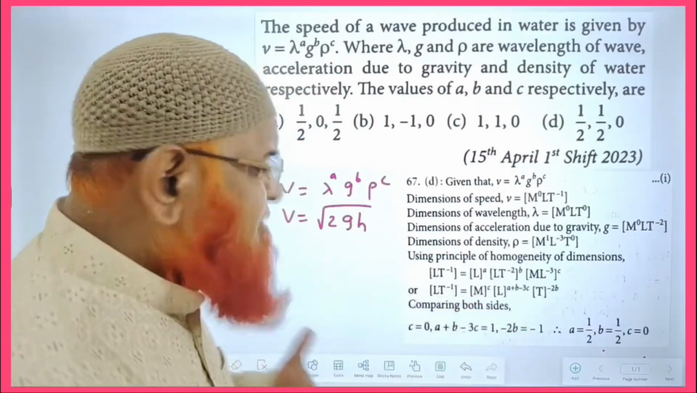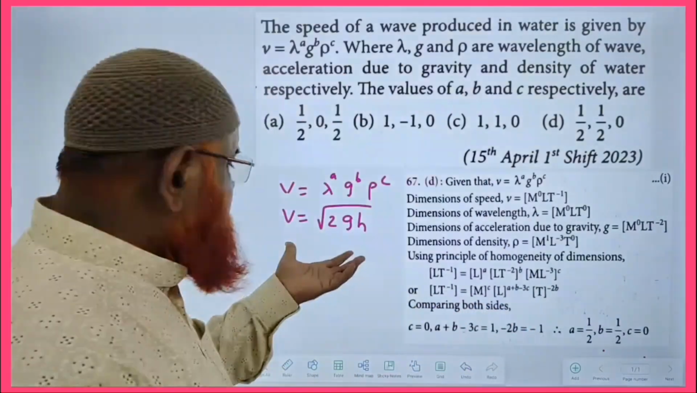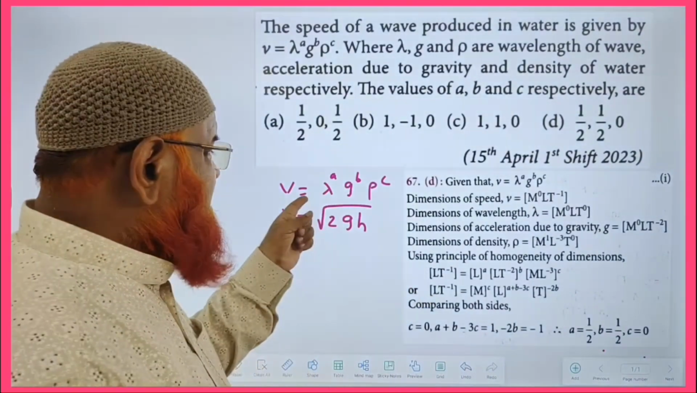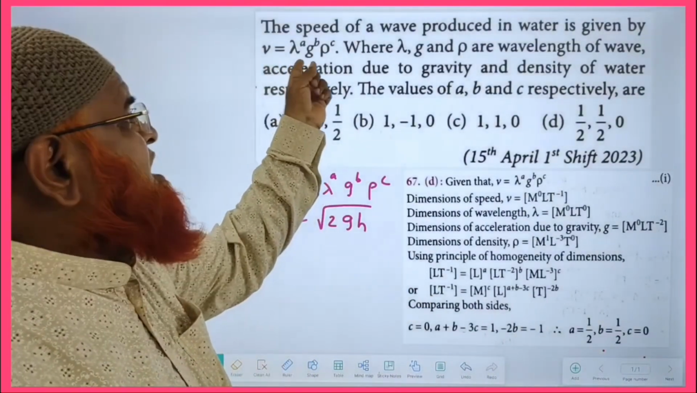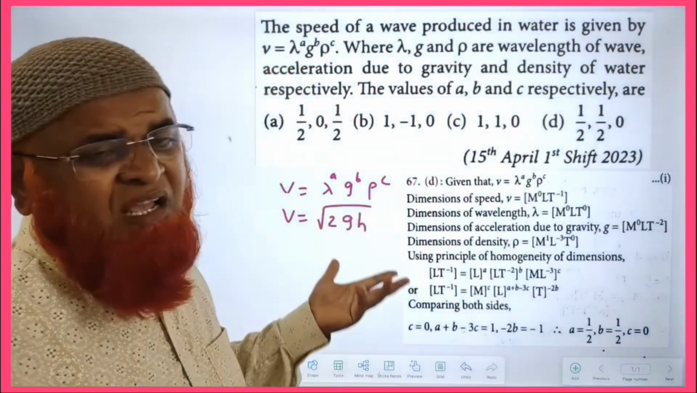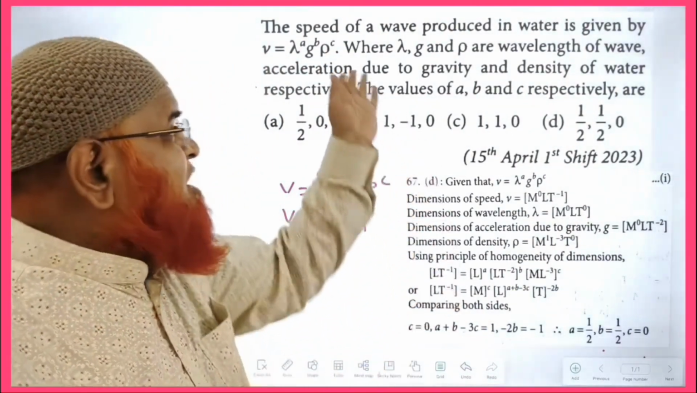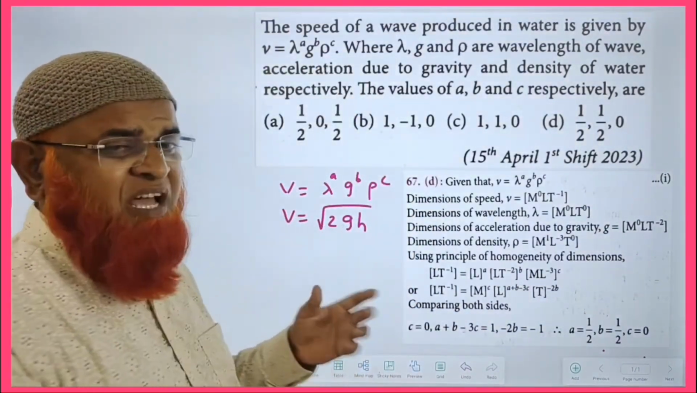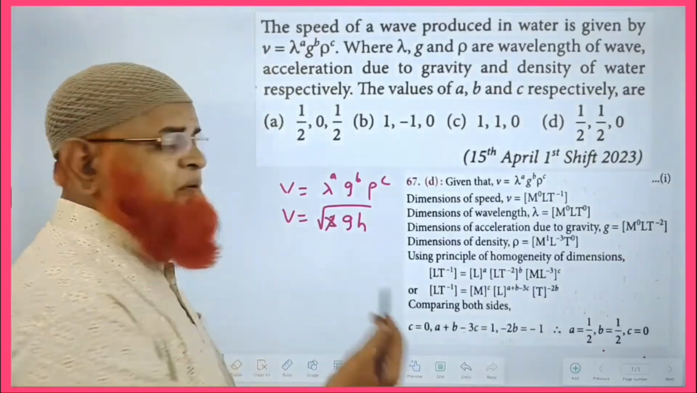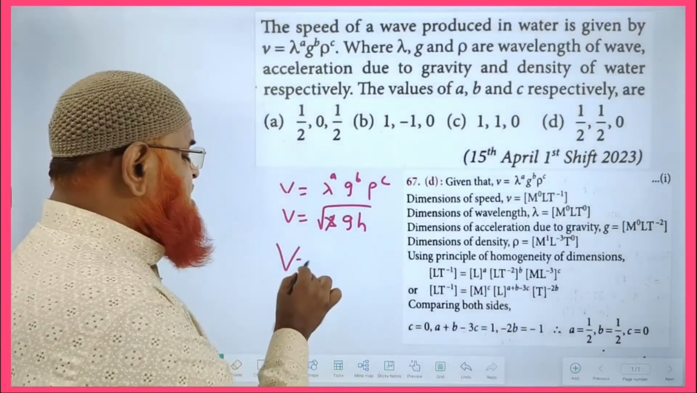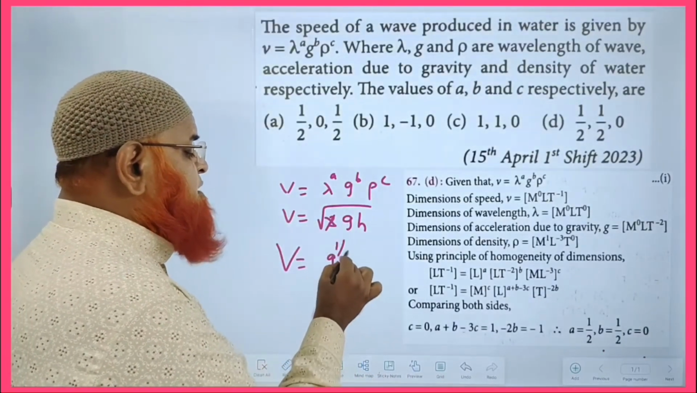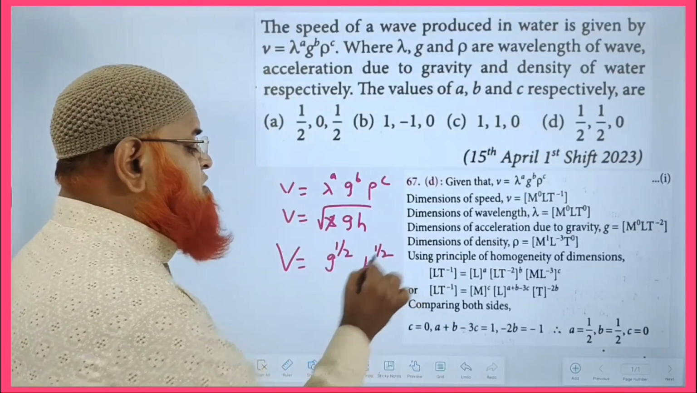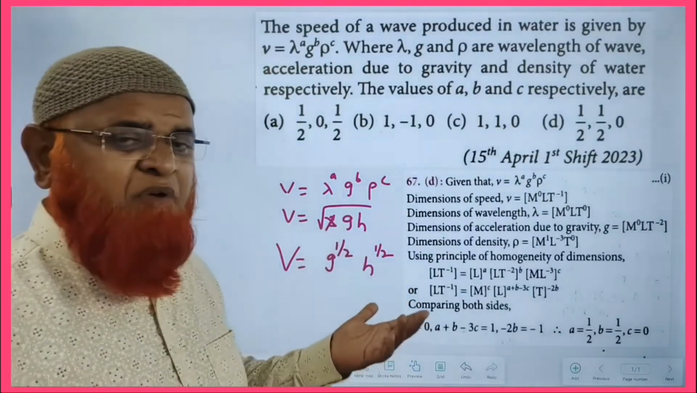Let us take the velocity formula, lambda power a, g power b, rho power c. Let us compare the formula given in the problem with our known formula, which is root 2gh. Root 2 doesn't have any dimensions. What is left? Only g and h. Root means power of 1 by 2, so h is power 1 by 2, and g is also power 1 by 2 because the root is present.